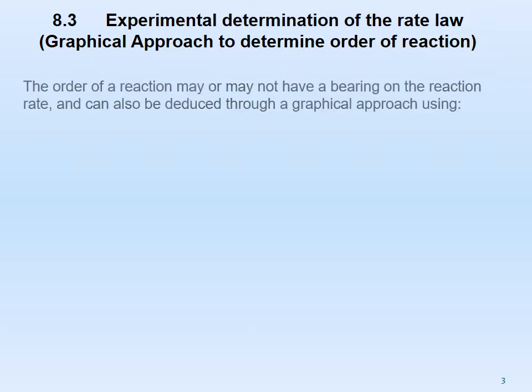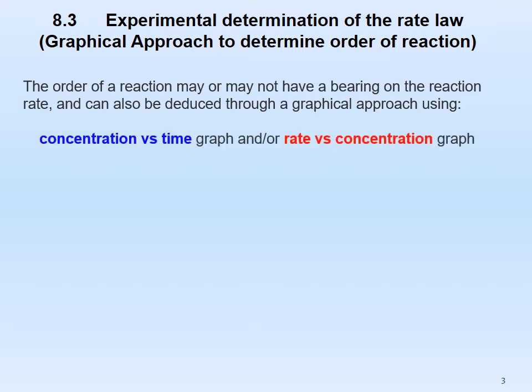Experimental determination of the rate law. Graphical approach to determine order of reaction. The order of a reaction may or may not have a bearing on the reaction rate and can also be deduced through a graphical approach using concentration versus time graph and/or rate versus concentration graph.